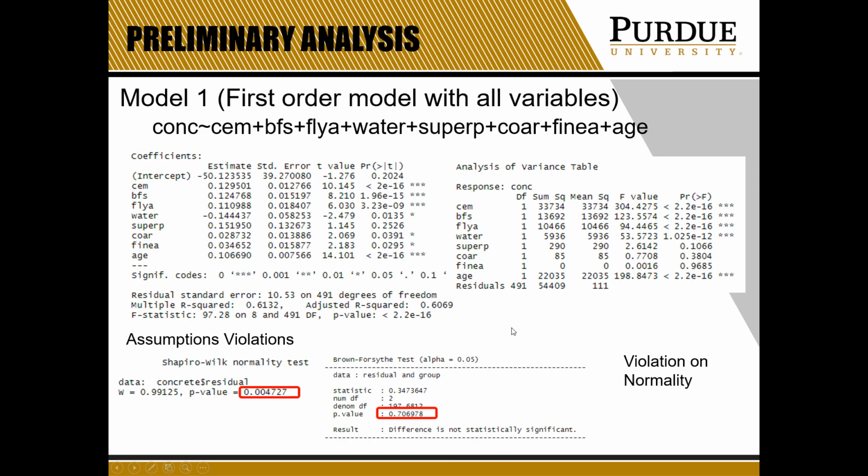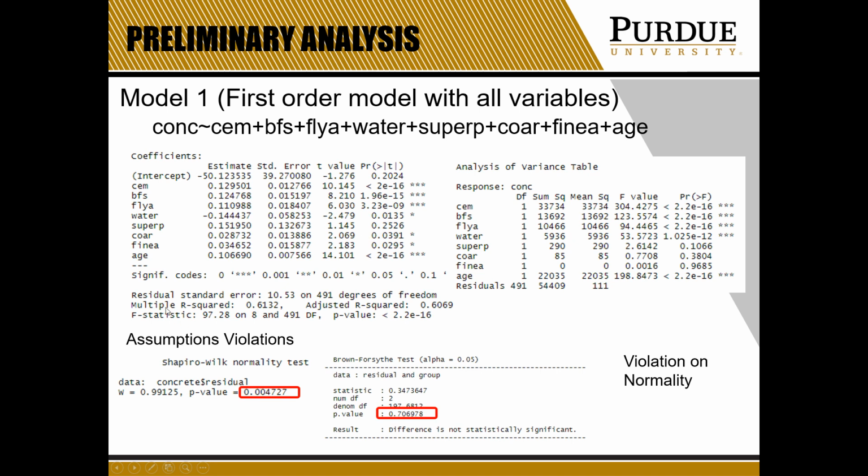Next section, I'm going to do preliminary analysis. The first model I use is the first order model with all variables in the model. The model is like this. Based on the summary output, we can see that superplasticizers has no significant impact on concrete comprehensive strength.